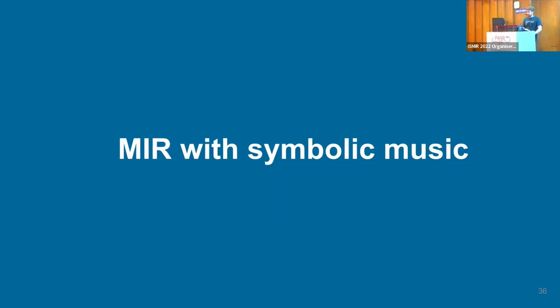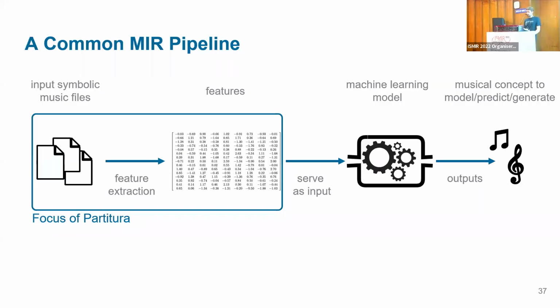Okay, so now that I've introduced symbolic music, let's talk about MIR, because that's the focus of the conference. I guess this is a common pipeline for many of you. You will have some data files, in this case symbolic files. You want to extract some features from them, and then you feed these features into some machine learning model that is predicting or generating something. So we are presenting Partitura today, a Python package that deals with the first part of this pipeline.